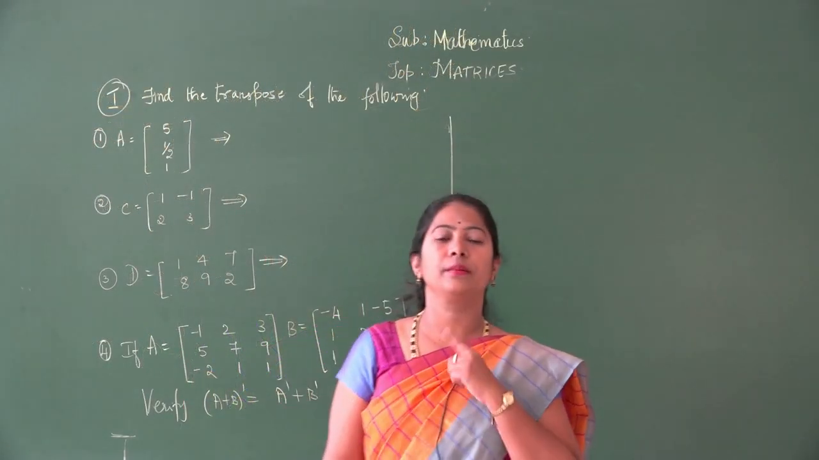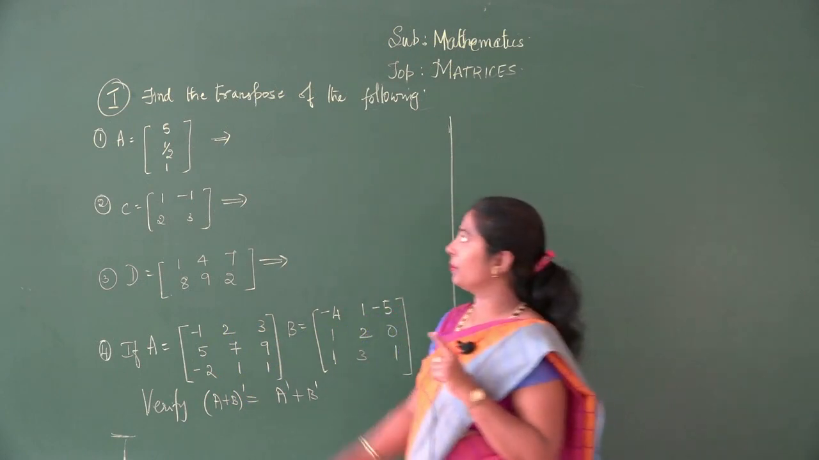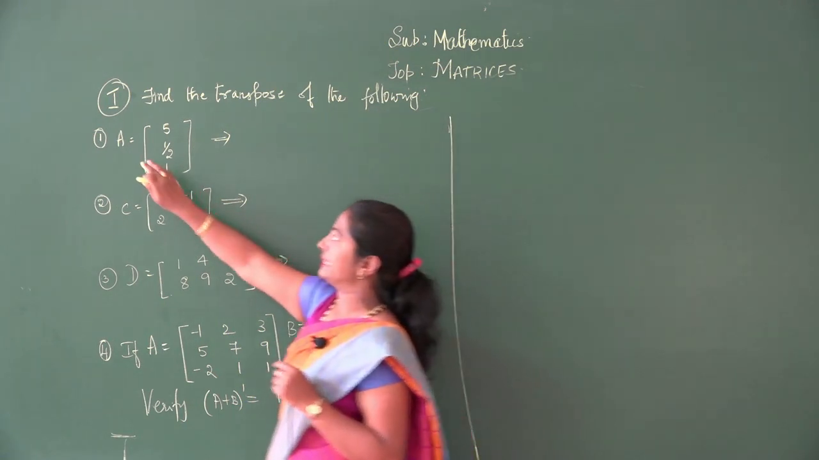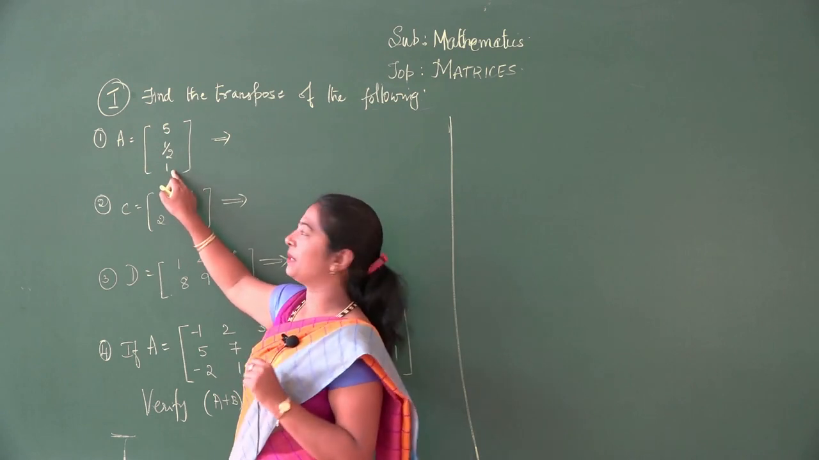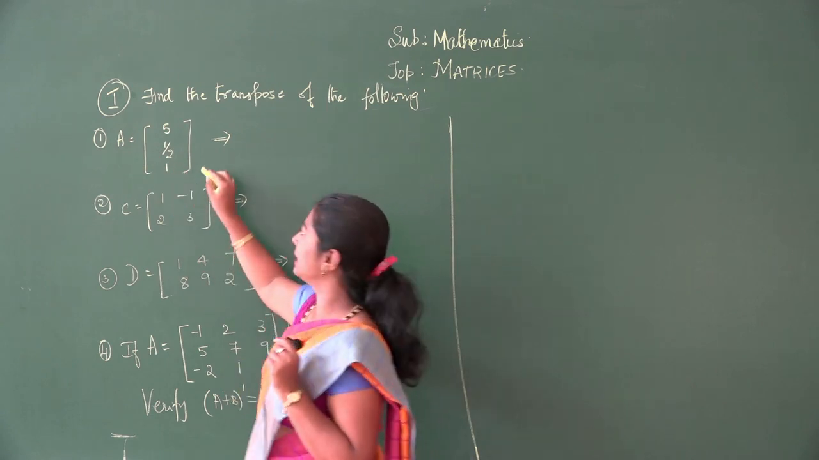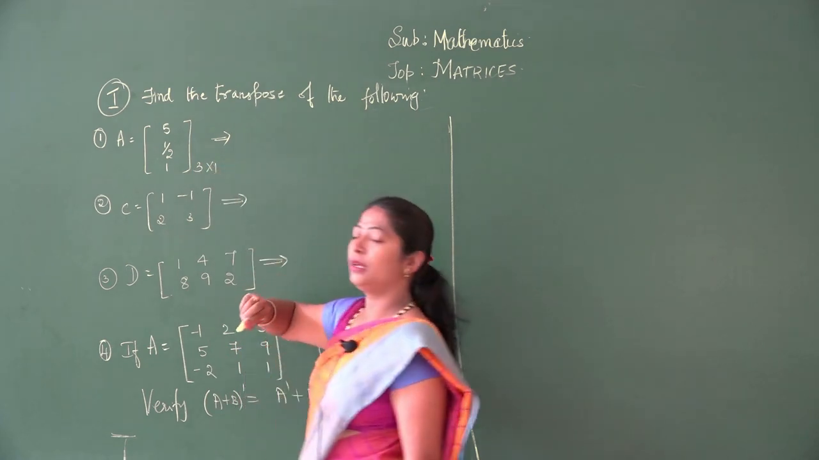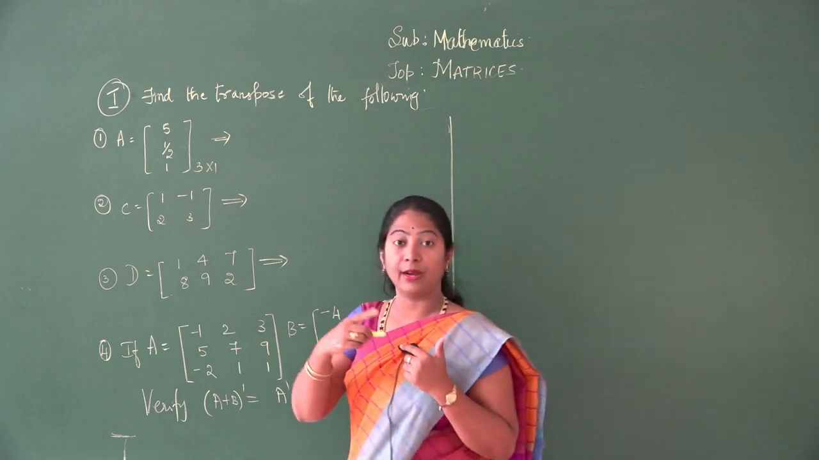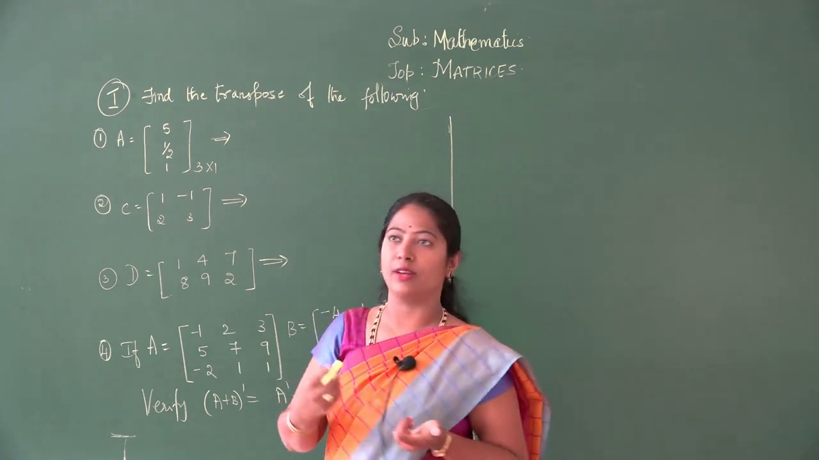Now we shall solve some problems based on transpose of the matrix. The first problem, find the transpose of the following. What is matrix A given? 5, half and 1. What is the order of this matrix? How many rows does it contain? 3 rows. How many columns does it contain? 1 column. How do you find the transpose? By interchanging rows into columns. How do we denote the transpose of a matrix? A dash or A transpose.